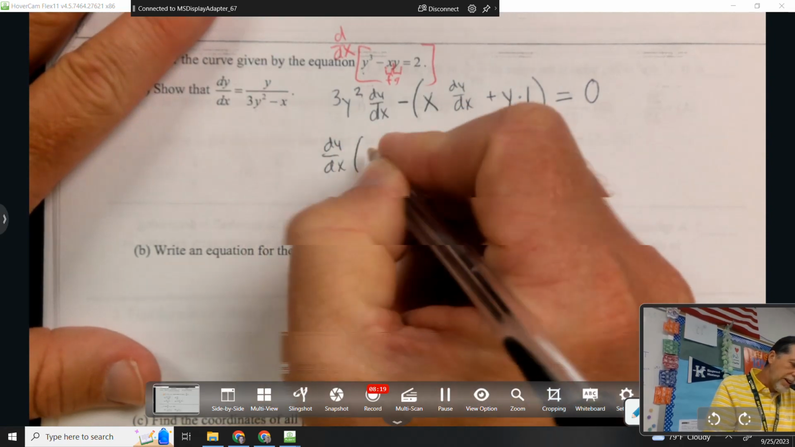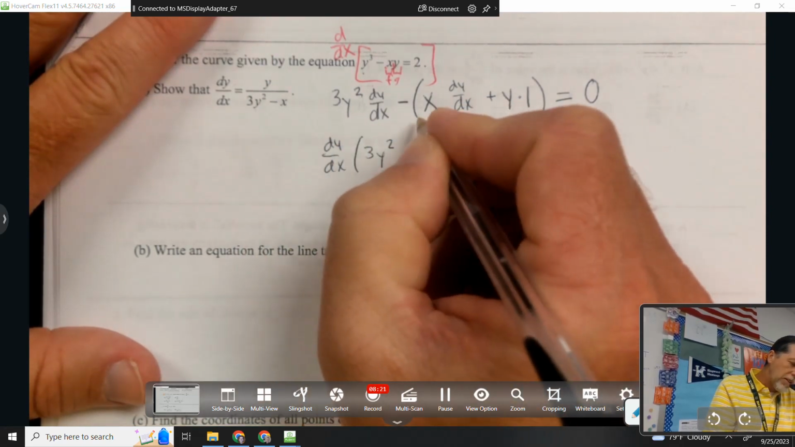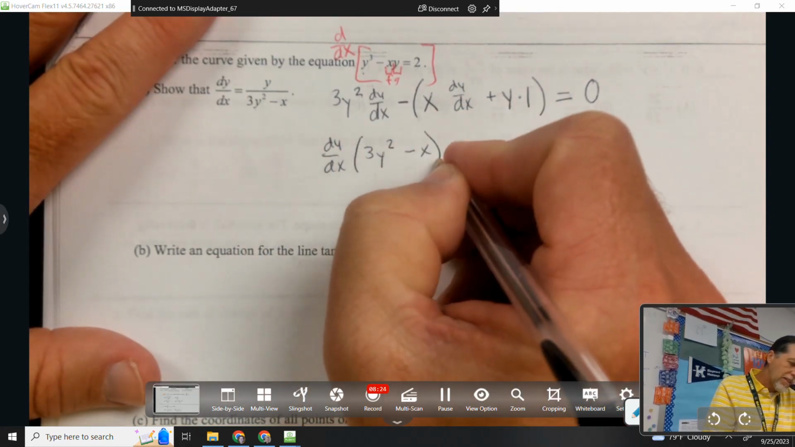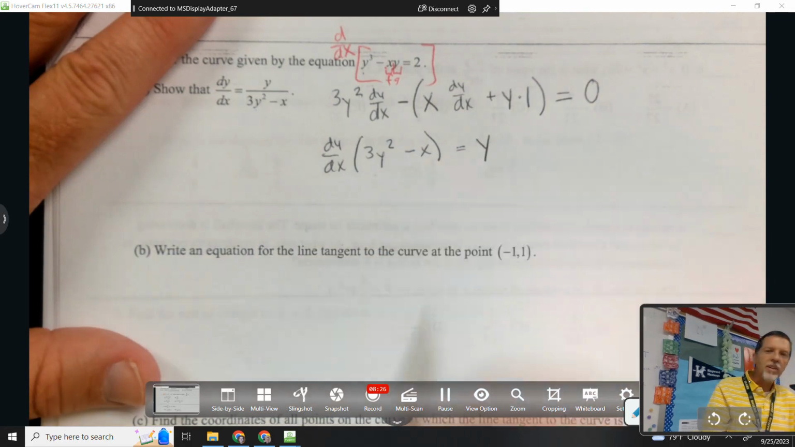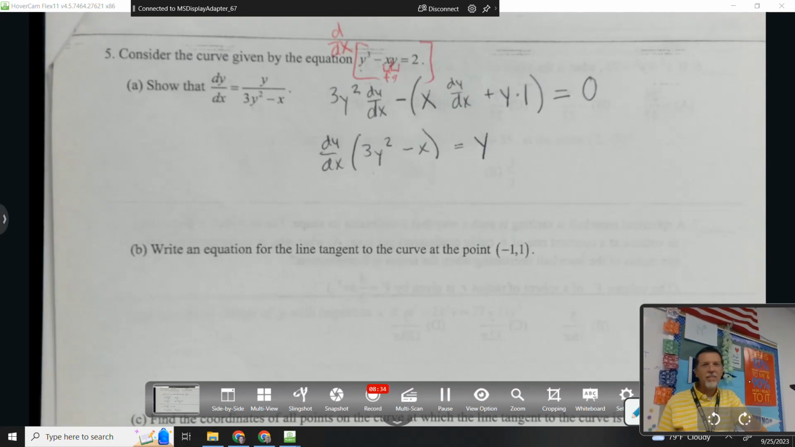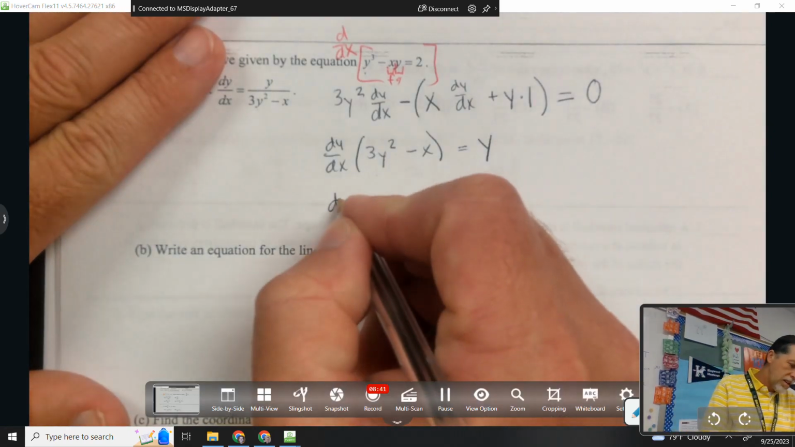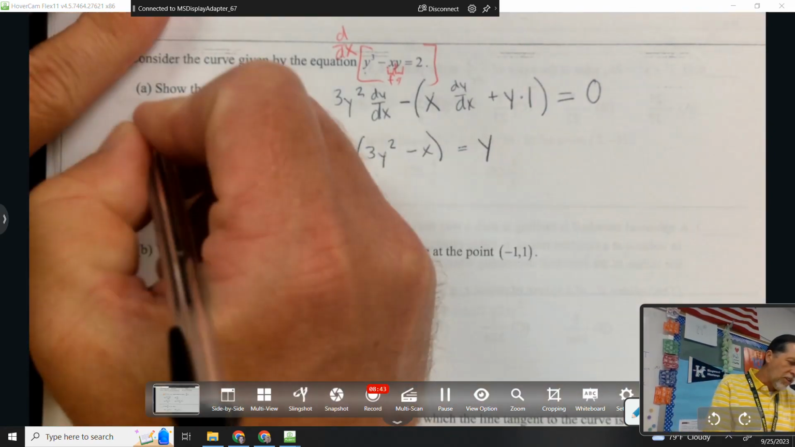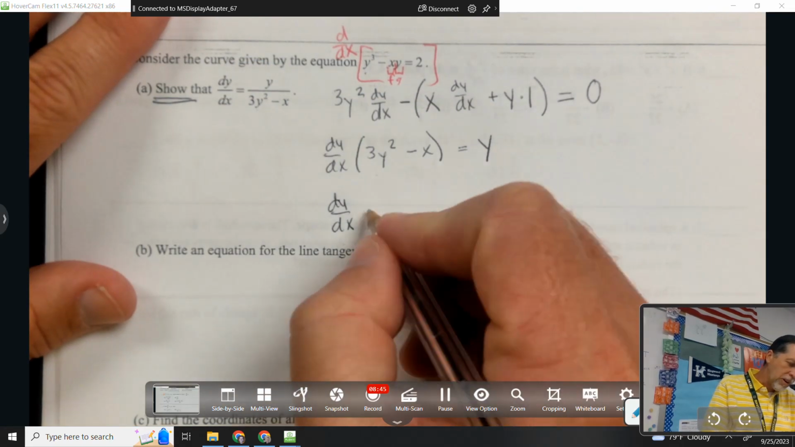Okay, so dy dx, 3y squared minus x, equals y. I'm doing a whole bunch at once here. So I distributed the minus sign, moved the y over, and then factored out dy dx. That's probably the outer limits of what I should be doing without showing steps. Especially since the whole point of this problem is to show your work.